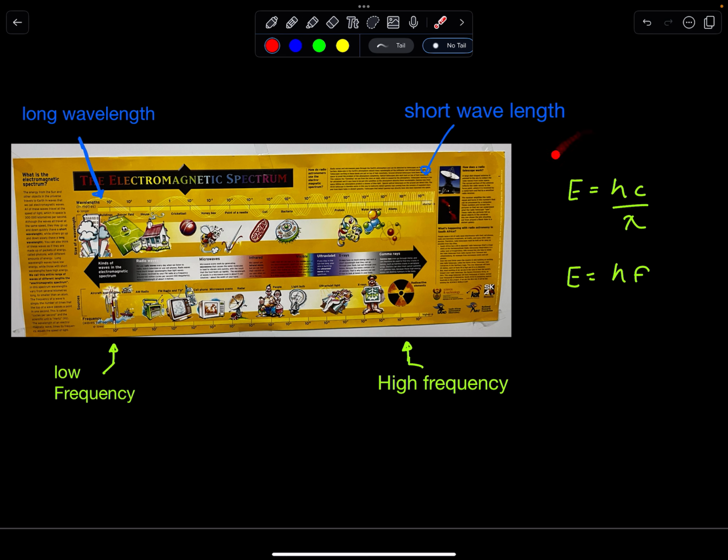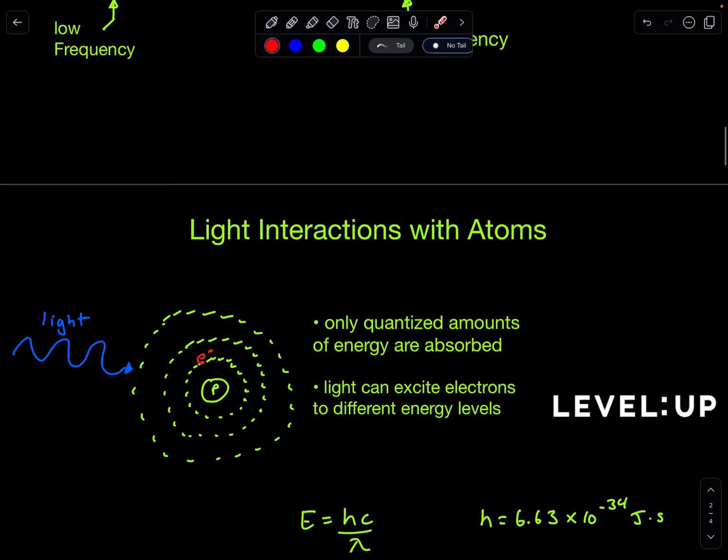remember these formulas to be able to calculate the energy of light, where h is Planck's constant, c is the speed of light, lambda is the wavelength, and f is your frequency in hertz.